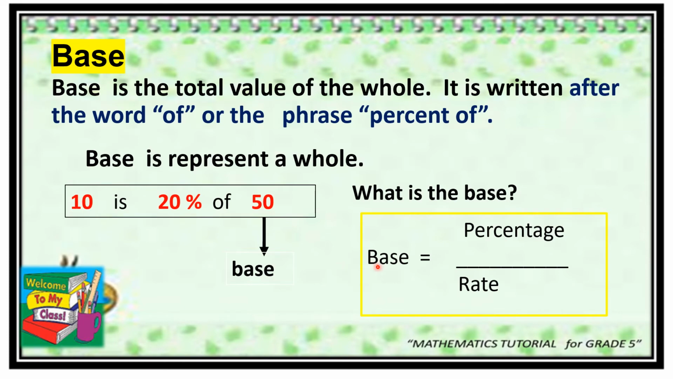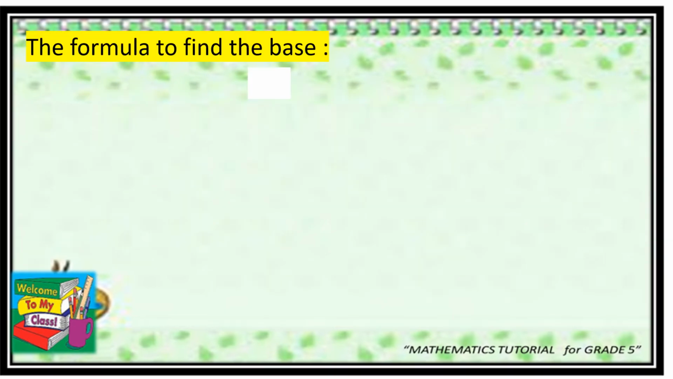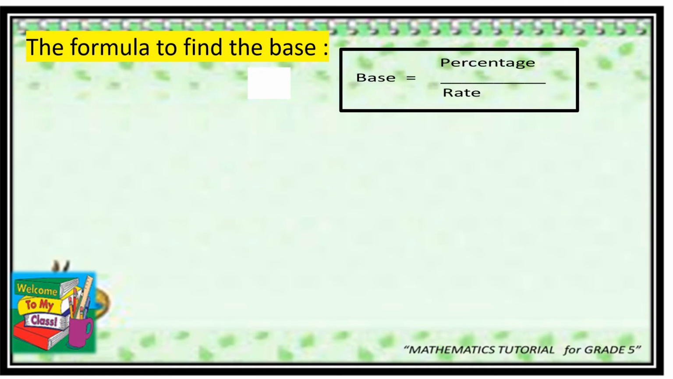So, the formula to find the base is percentage over rate. Ano ang ibig sabihin ng percentage over rate? Percentage divided by rate. The formula to find the base is base equals percentage over rate. Anong ibig sabihin ng percentage over rate? Ang ibig pong sabihin niyan ay divide. Base equals percentage divided by rate.